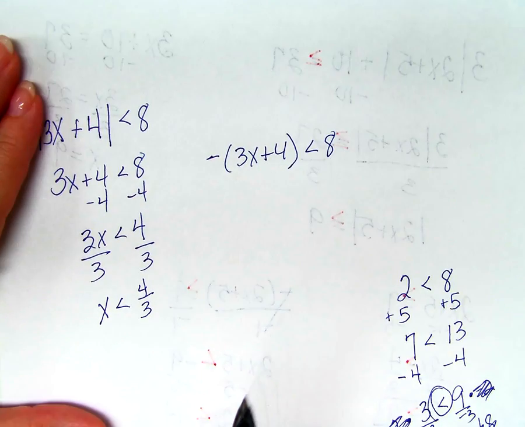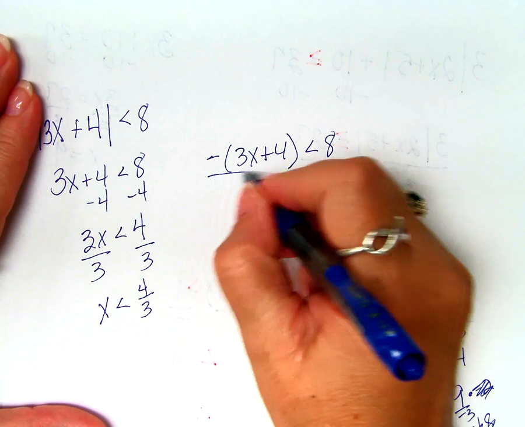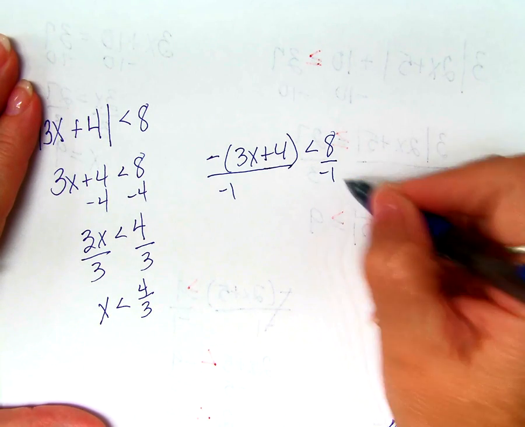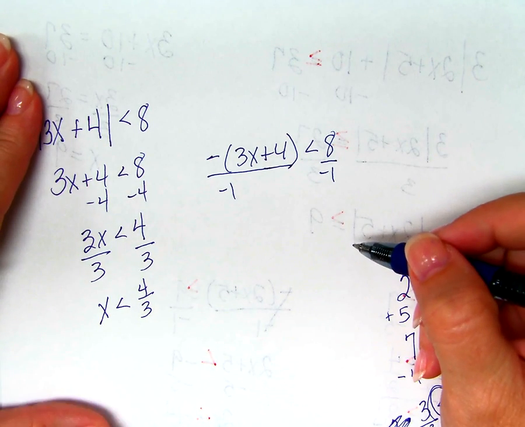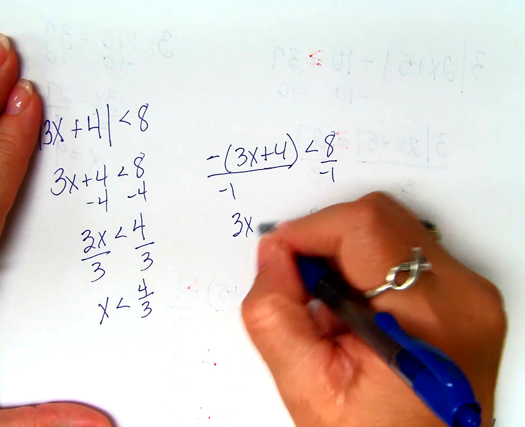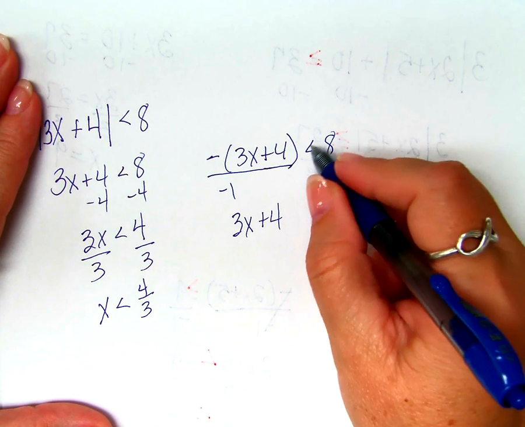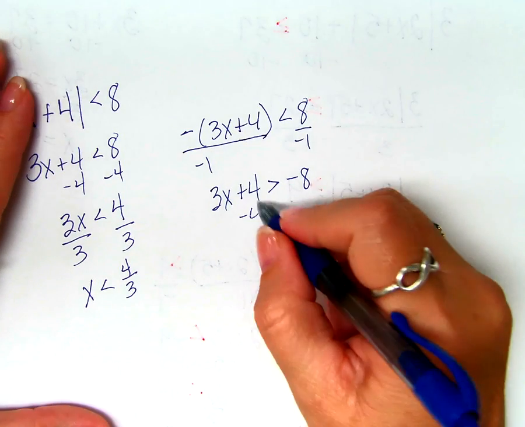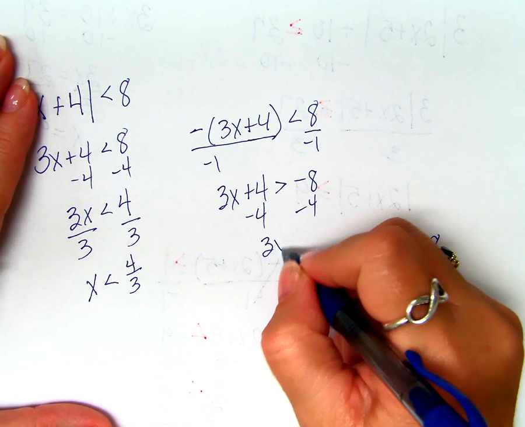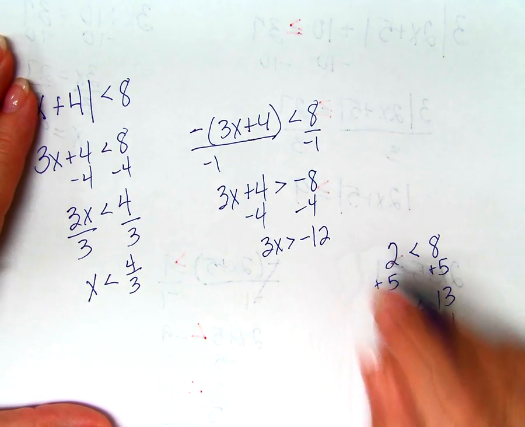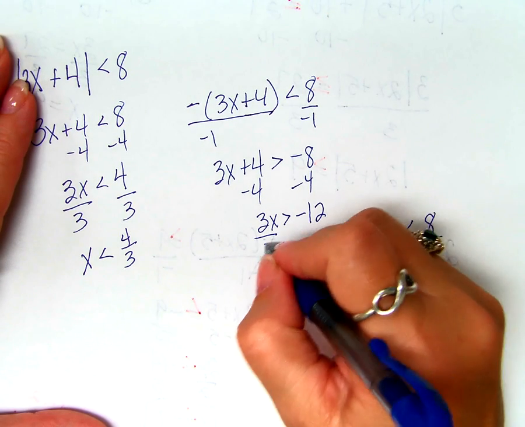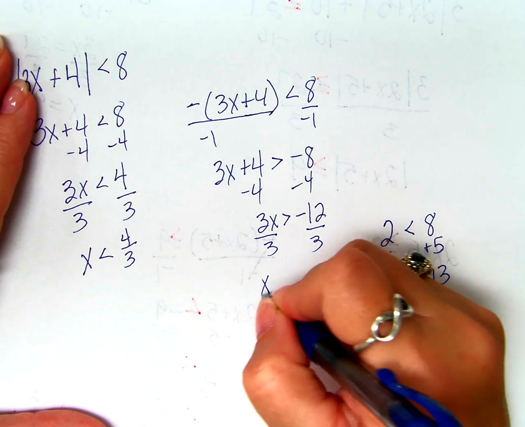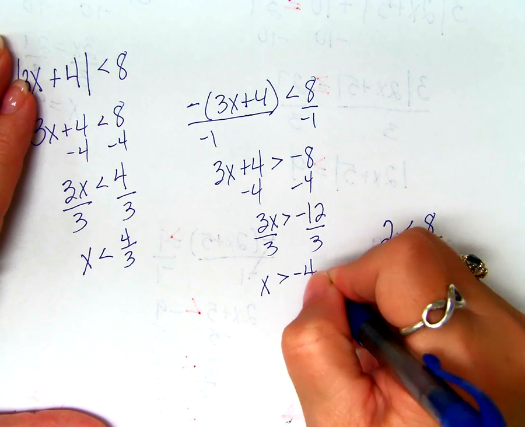What about here? Divided by -1. What do I forget? It's not less than anymore. It's going to be a greater than sign, isn't it? So when I subtract 4 from both sides, I get 3x is greater than -12. And when I divide both sides by 3, x is greater than negative 4.